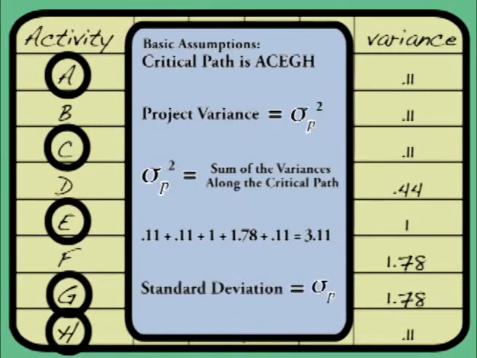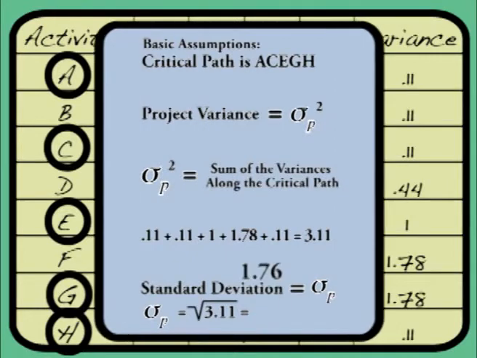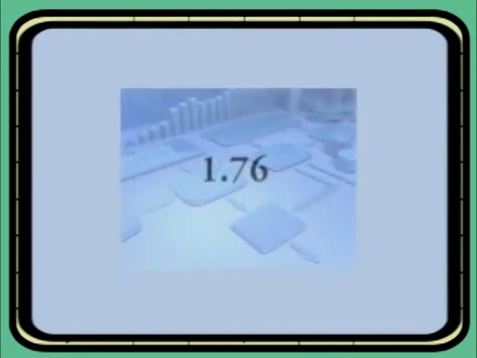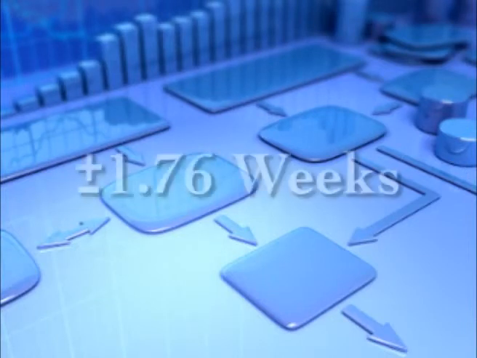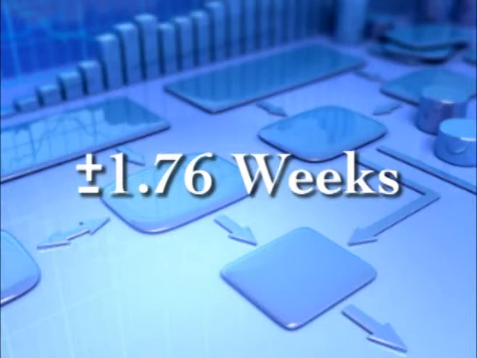So in order to get the standard deviation, we're going to take the square root of the project variance. And that is going to be 1.76. Okay, so 1.76, Dr. Z, what does that mean? Well, what that means is that the duration of our project is going to be plus or minus 1.76 weeks.